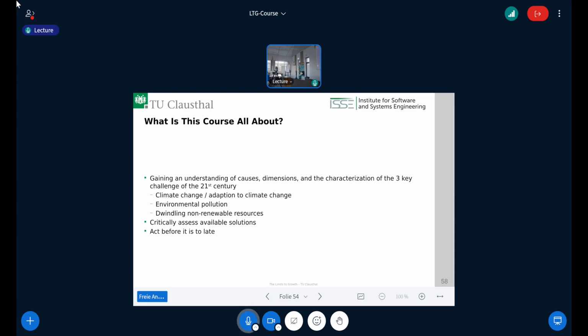At the end, you should have this understanding of causes, dimension, and characterization of those 3 key challenges that we briefly touched upon in this section now. You should also be able to critically assess available solutions and put them into perspective.